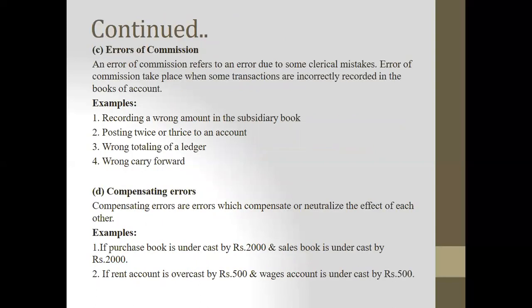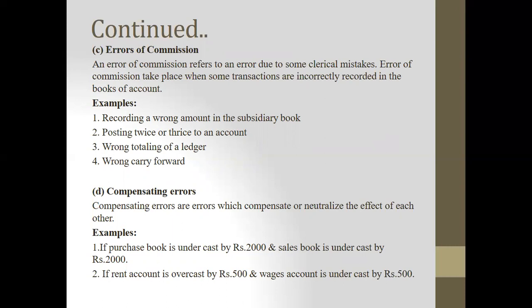Then errors of commission. An error of commission refers to an error due to some clerical mistake. Errors of commission take place when some transactions are incorrectly recorded in the books of account. A few examples are recording a wrong amount in the subsidiary book, posting twice to an account, wrong totaling of a ledger, and wrong carry forward.